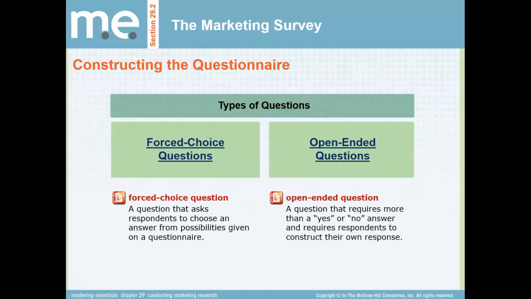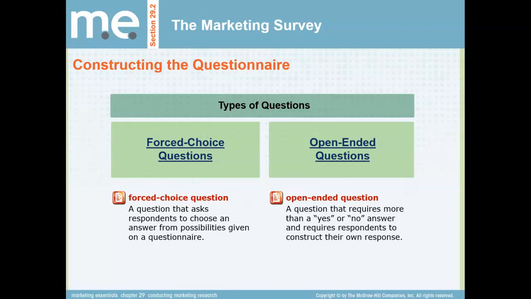The other two words, forced choice and open-ended questions. A forced choice question is a question that asks respondents to choose an answer from possibilities given on a questionnaire. So we are giving the answers just like we take tests, and most of the questions we take on a test are forced choice questions, where I give you A, B, C, or D, and you have to pick a choice. That also would include true or false.